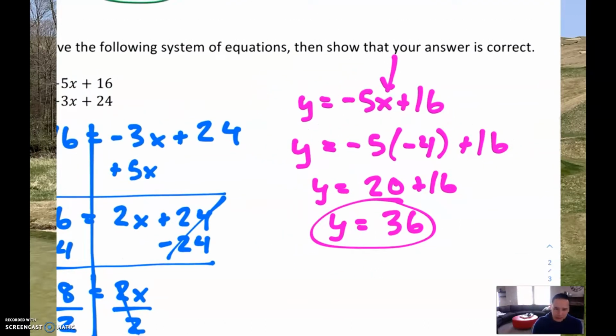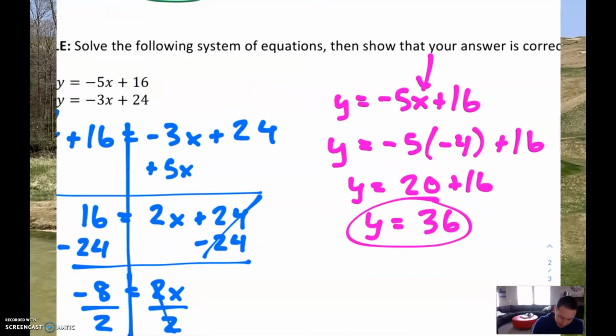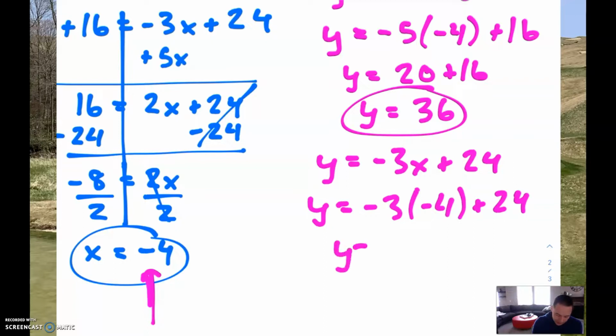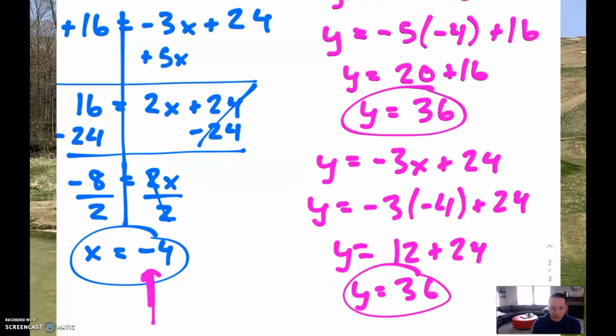Once again, if you're going to be a good student, go ahead and double check it for the bottom one. So I'm going to rewrite the bottom one, negative 3x plus 24. And we can again replace that x with a negative 4. And we can hope and pray that it equals 36. If you take negative 3 times negative 4, it's a positive 12. And 12 plus 24, it gives us 36. So whichever one we pick, the top one or the bottom one, it still gives us the exact same answer.